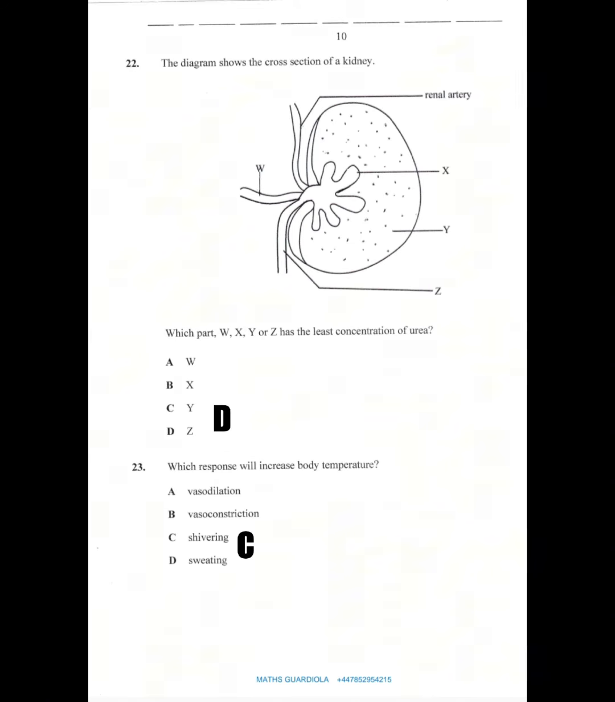Which response will increase body temperature? We are going to take C as our answer, which is shivering. During shivering, nerve impulses are sent by the hypothalamus to the skeletal muscle to bring about rapid contractions that generate heat. Shivering, therefore, helps to increase the body temperature.